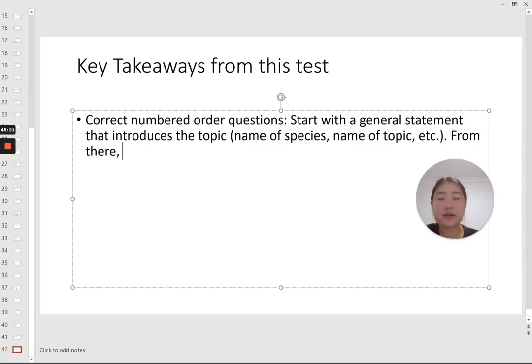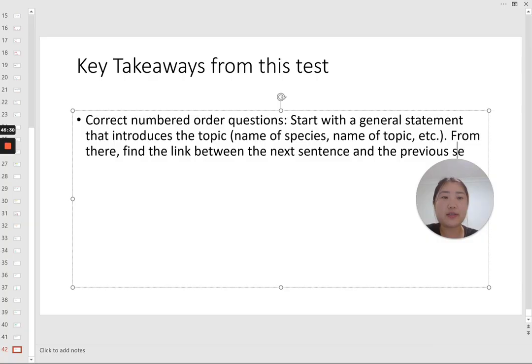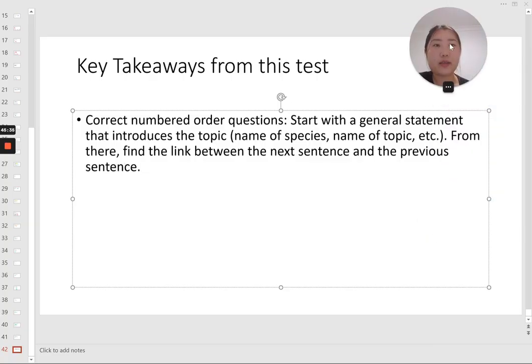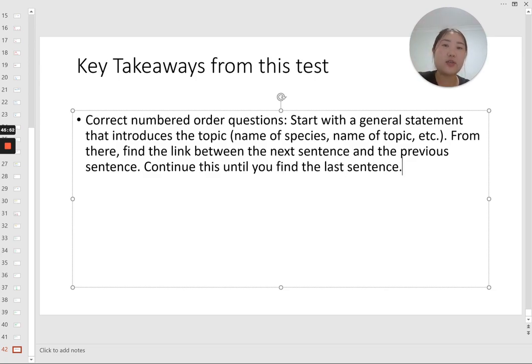From there, find the link between the next sentence and the previous sentence. Okay, so for example, if they were talking about the diet of the animal in the first sentence, then the next sentence you're going to be finding a link with that diet in specific, finding that link, and so on. Continue this until you find the last sentence. So remember, it's directly linking to that second sentence or the third sentence or the fourth, the one before it.